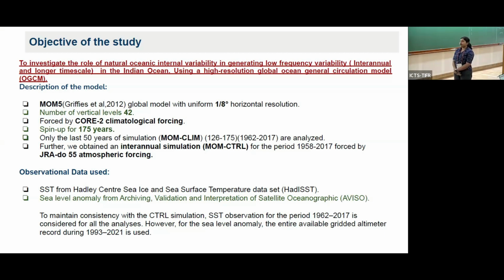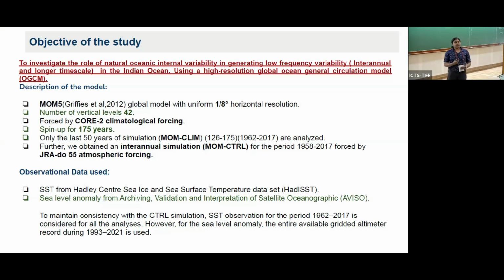This is a global model with uniform 1/8 degree horizontal resolution and 42 vertical levels. Out of these 42 vertical levels, 22 levels are confined within the top 200 meters of the water column. We obtained two simulations from this model: a climatological simulation and a control simulation, or interannual simulation. For the climatological simulation, we force the model using the CORE climatological forcing and spin up the model for 175 years. The last 50 years of the simulation are used for our analysis.